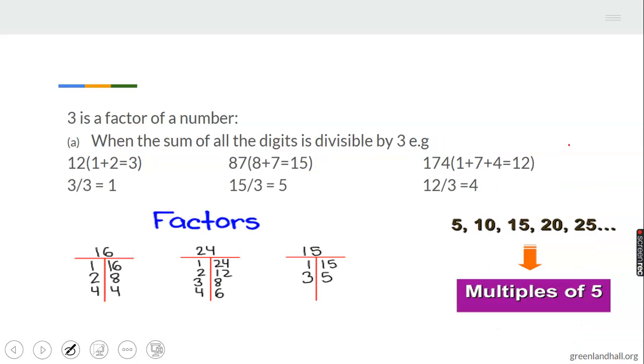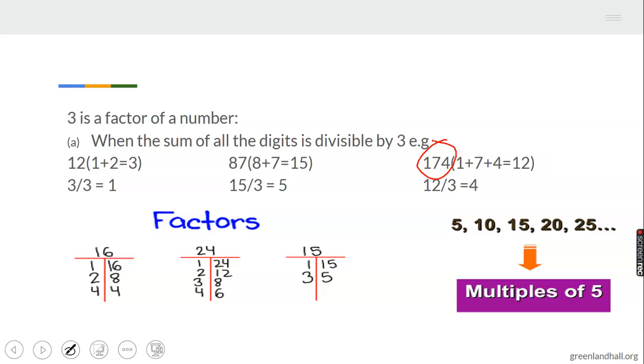Yes. So we move. 3 is a factor of a number. We say 3 is a factor of a number when all of the digits is divisible by 3. Now, 12 can be divided by 3. 7 can be divided by 3. 74 can be divided by 3.